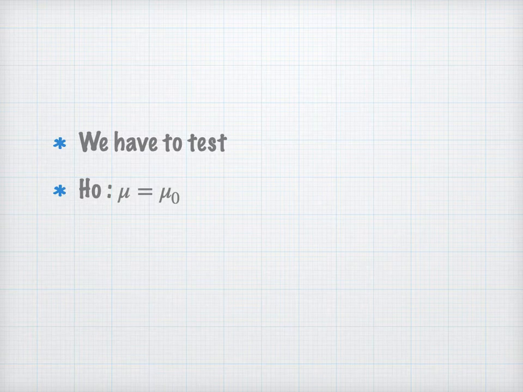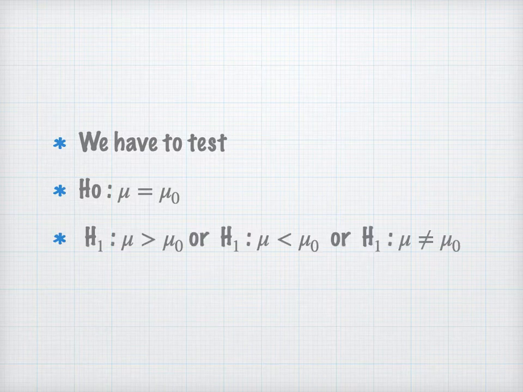So if I am not going to accept this null hypothesis, then I could accept the alternative hypothesis accordingly. These are the three choices of the alternative hypothesis. As I have said, it could be greater than mu naught, less than mu naught, or not equal to mu naught, depending on the question we have.